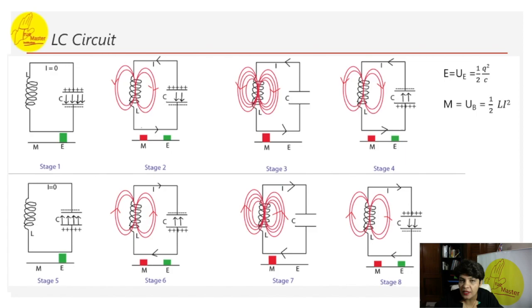And where are we going to use these LC circuits? One is to produce the electromagnetic waves and the other is for the inverter. So this is the function of LC circuit.